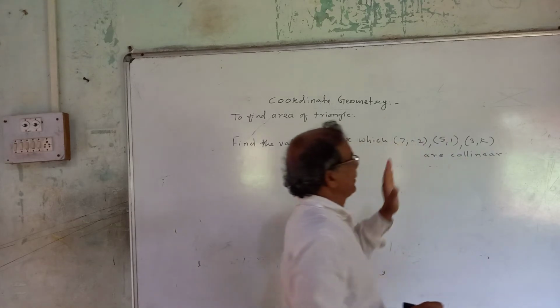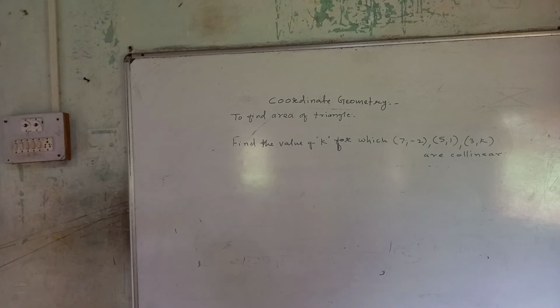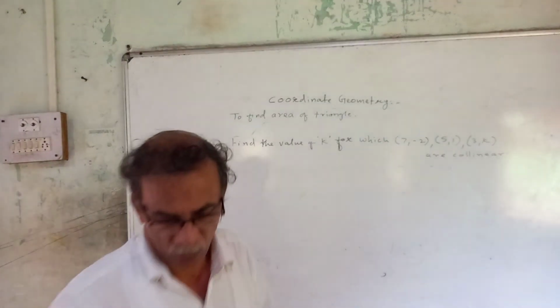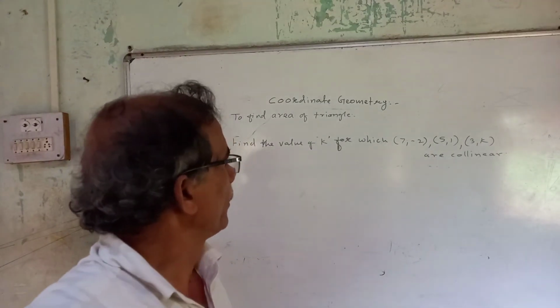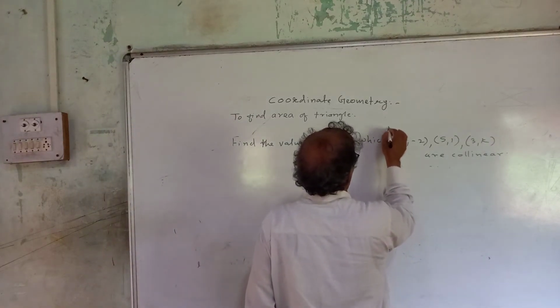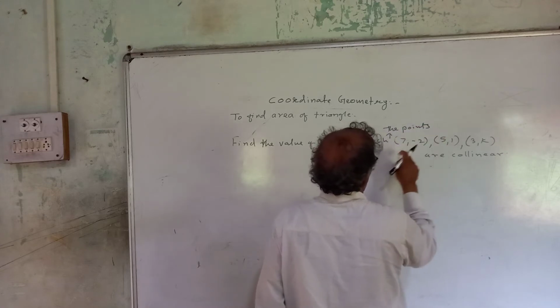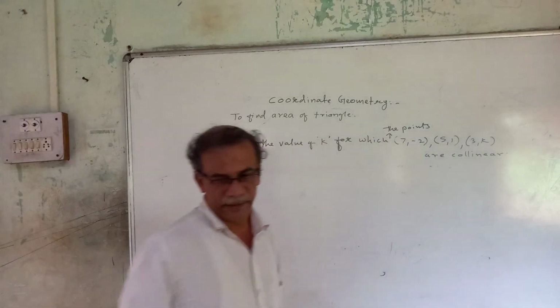Now coordinates means they are related with 3 points, isn't it? Means we have to show that the 3 points which has got these coordinates are collinear, isn't it? For which you can add here, for which the points 7 minus 2, 5, 1, 3k are collinear.